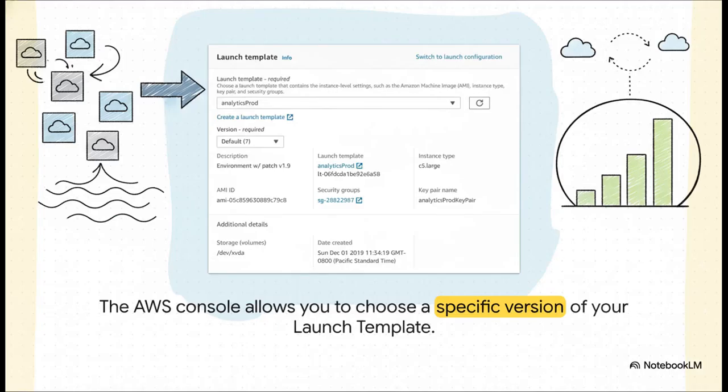And check this out. This shows you exactly how it works in the real world. Right there in the AWS console, when you're setting up your auto-scaling group, you get this super simple drop-down menu. It lets you pick the exact version of the template you want to use. You can have a default, or, like you see here, you can pick a specific one, like version 7. It's just so clean, so simple, and unbelievably powerful.